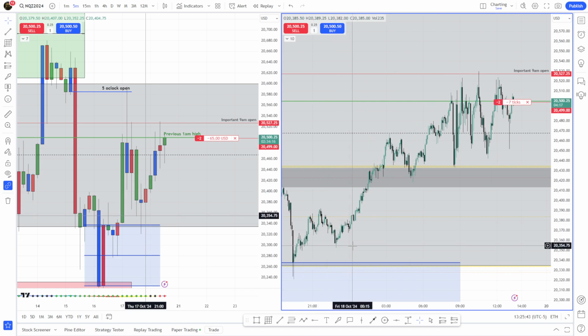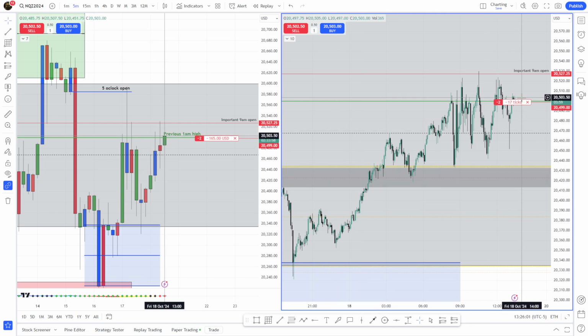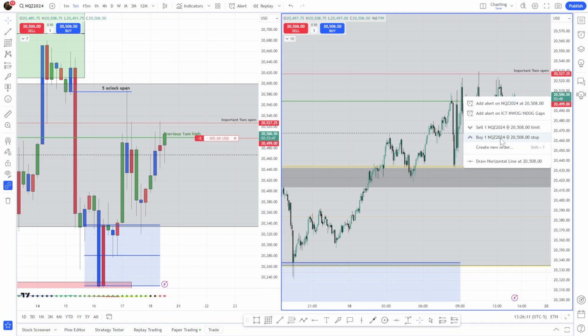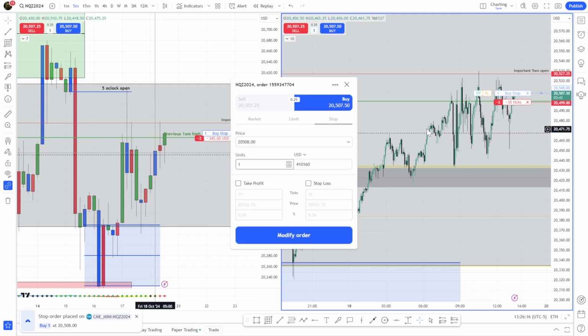Where's our 1 o'clock? Bump, bump, bump, bump, bump, bump, boom. Right here. Okay, here's our 1 a.m. open. So let's just note that. Okay, a little imbalance at the top of that where it kind of jumped down. Okay, again, let's place our stop here. Buy stop of 2.